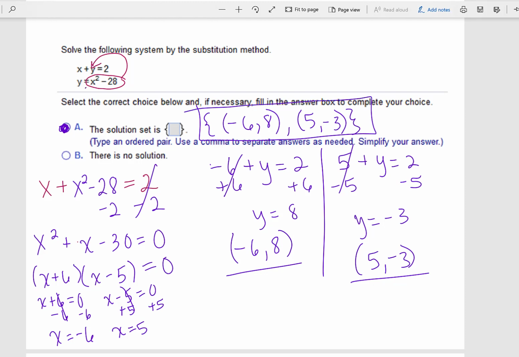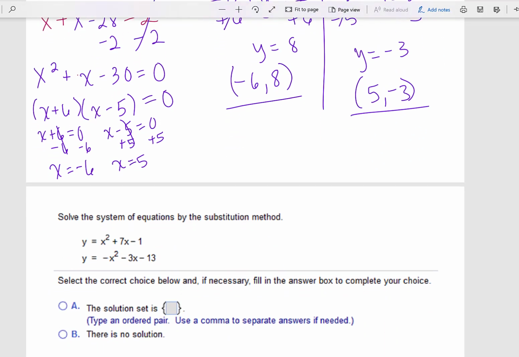So notice that we took the same approach, right? If you're a little bit lost on the substitution method, I would definitely check out the video for 8.1 because we break it down much more. But this is taking that same approach.